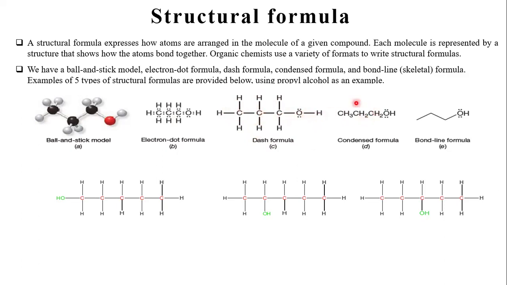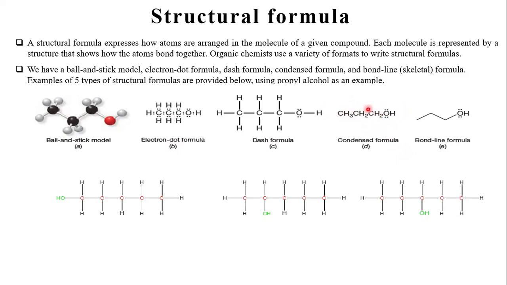And our fourth structure is condensed structural formulas. Condensed structural formulas contain the same information as full structural formulas, but in a more compact format. They depict the atom sequence rather than each bond. For example, propanol has the condensed formula CH3CH2CH2OH. So this is an example of a condensed structural formula.